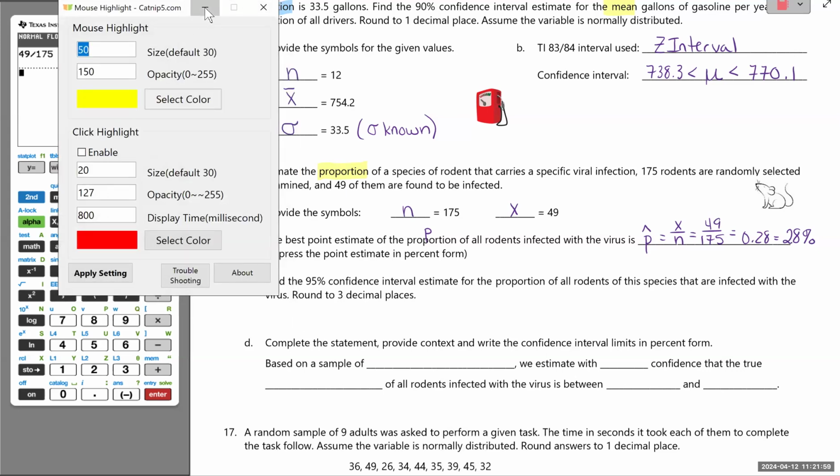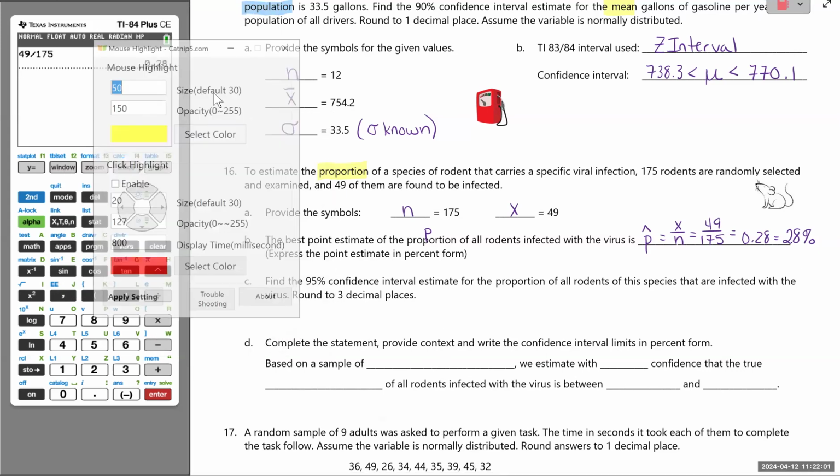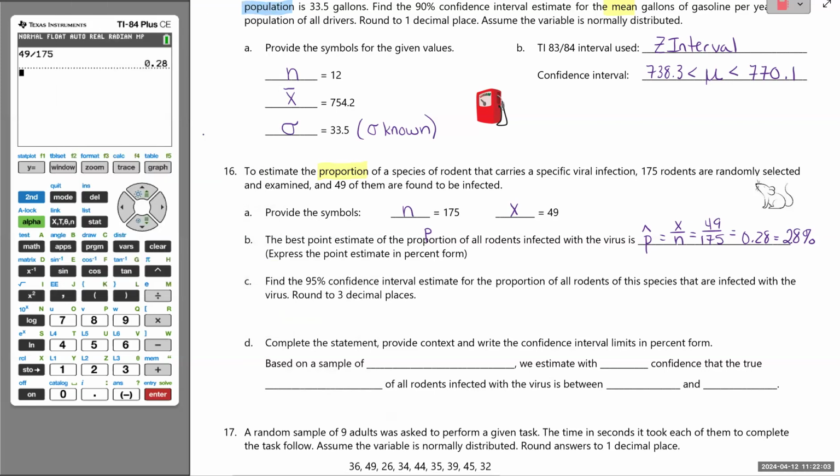All right, sorry, my highlighter is being weird. I just want to get my highlighter back for you guys. But that seems to not be working. I'm gonna try one more time.